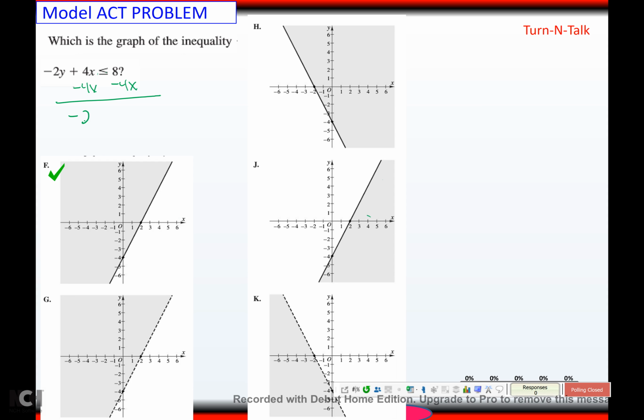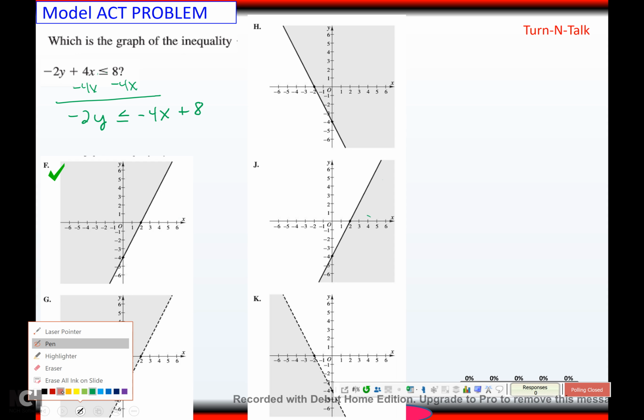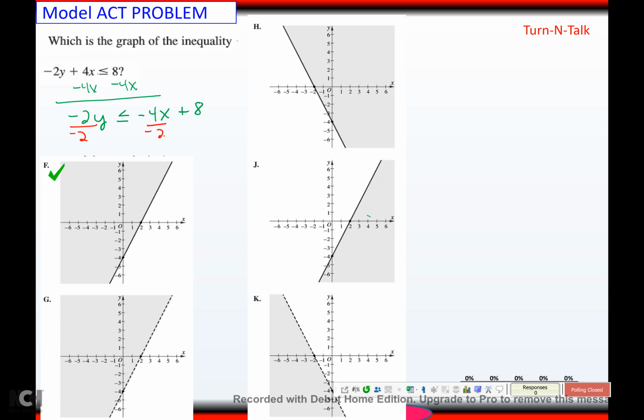So that's going to give me negative 2y is less than or equal to negative 4x plus 8. Divide by negative 2. And I get y is greater than or equal to, because I'm dividing by a negative, that's going to flip this guy. That's going to be positive 2x minus 4. So I would start at negative 4, go up 2 over 1. The bar means I'm going to connect solid, and the y means I'm going to shade above. Okay?